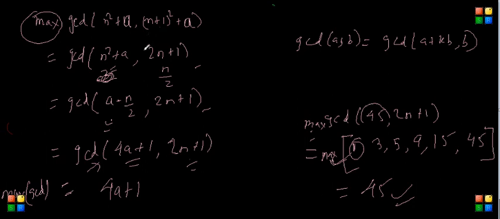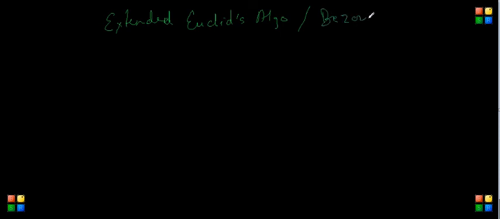Now let's talk about an extended version of Euclid's algorithm, which is also sometimes known as Bezout's identity. So let me make some space. Let's talk about the extended Euclid's algorithm, also known as Bezout's identity.